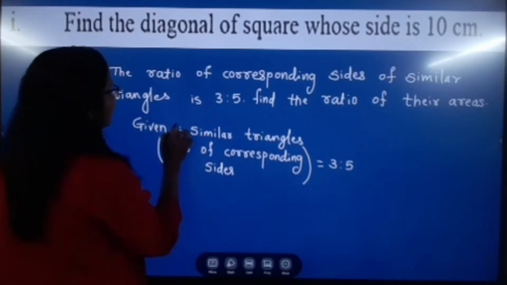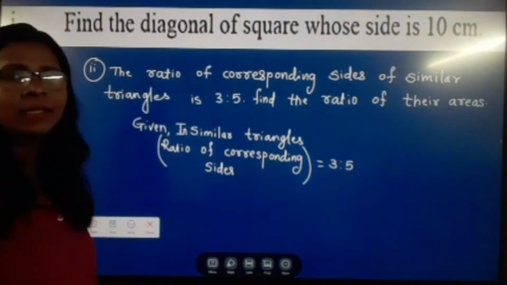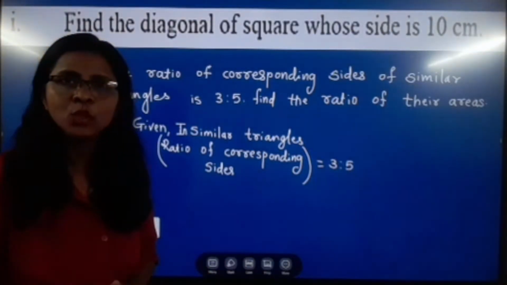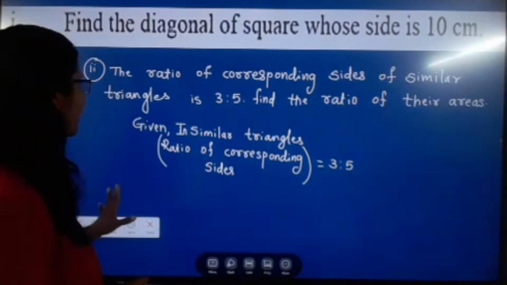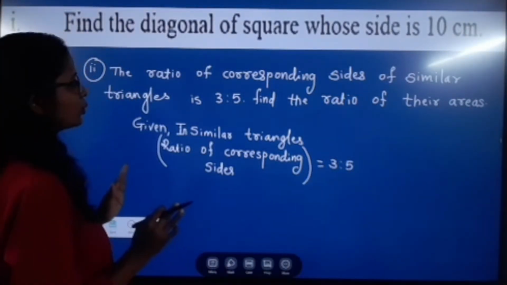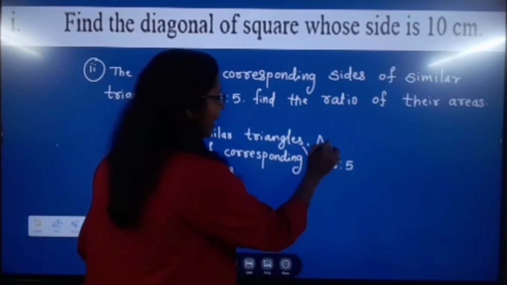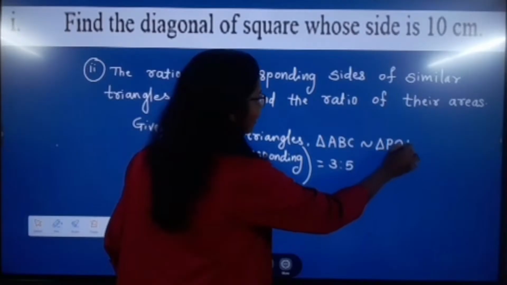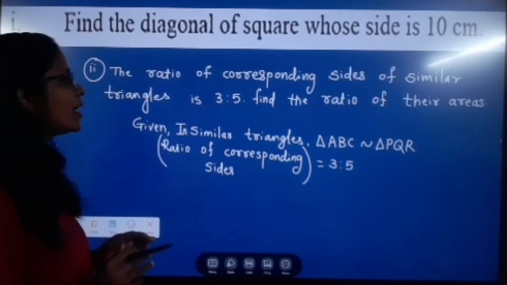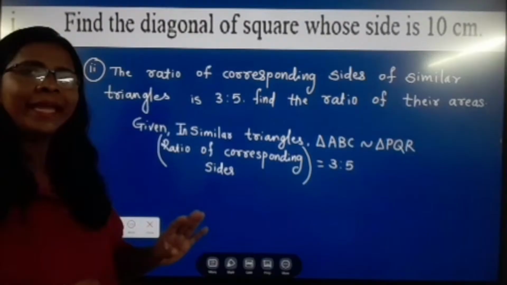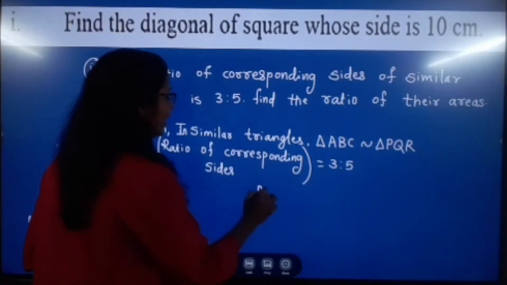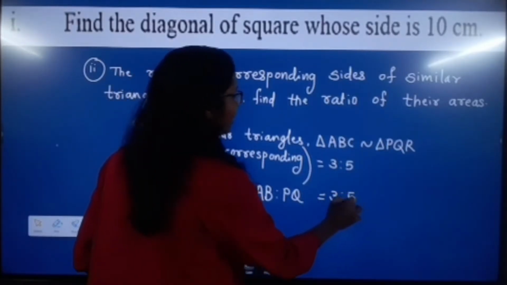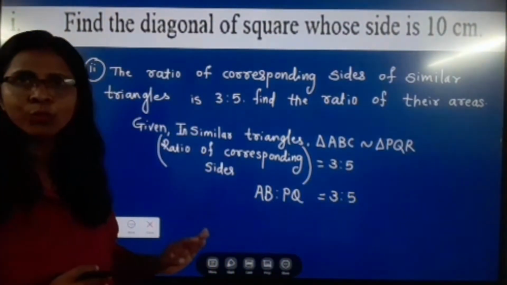So we write down that in similar triangles, the ratio of corresponding sides is equal to 3 is to 5. Suppose that triangle ABC is similar to triangle PQR. Then the ratio of corresponding sides, considering any corresponding side, is AB is to PQ, which is equal to 3 is to 5.